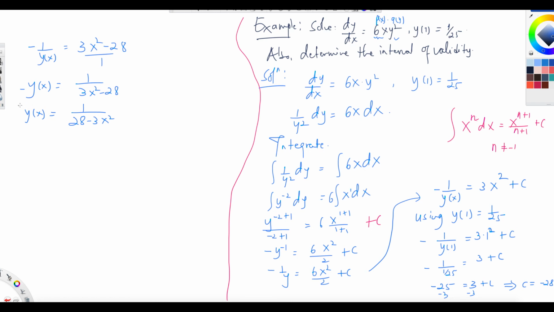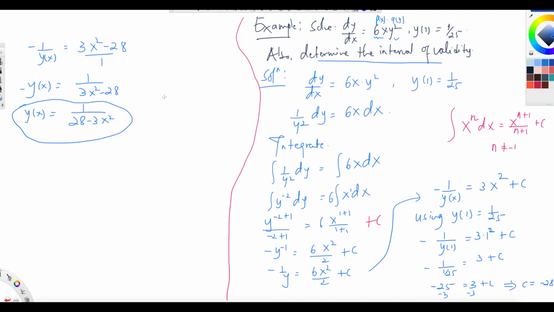This is the solution. So we solved it. Now we need to determine the interval of validity. So tell me, this is the solution, right? Now, where is this function not defined? The solution will not be defined if the denominator is 0, right? The solution function will not be defined if the denominator is 0.